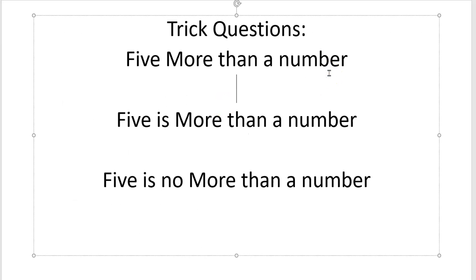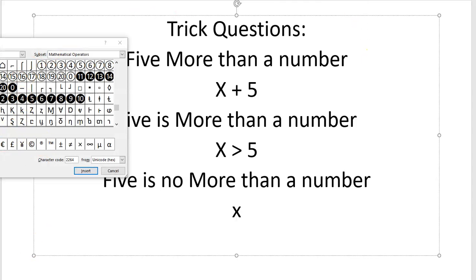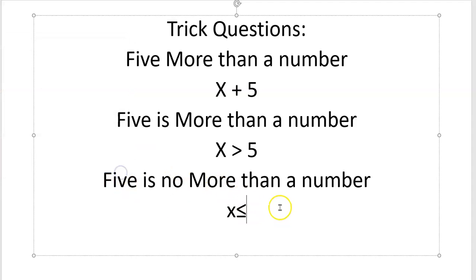Second tricky part is the more than and the less than questions. So 5 more than a number means x plus 5. 5 is more than a number means x is greater than 5. 5 is no more than a number means x is, sorry about the intercom, x is less than or equal to 5. And the number is always x, of course. So then it's kind of opposite what you would think.